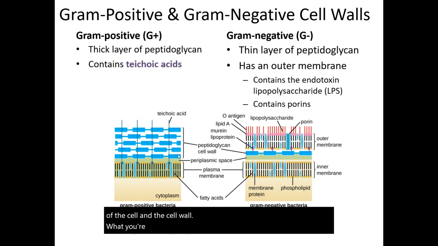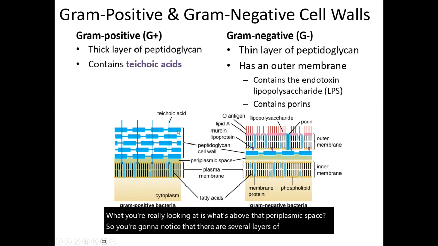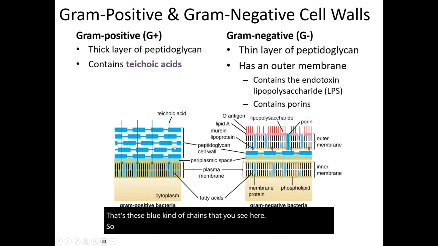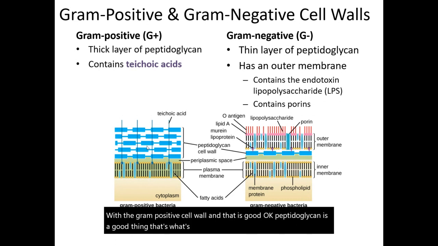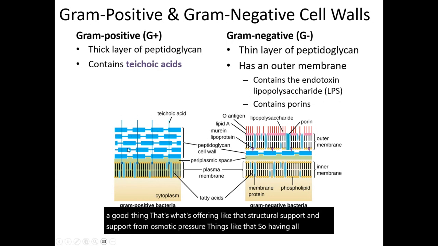What you're really looking at is what's above that periplasmic space. You're going to notice that there are several layers of peptidoglycan. That's these blue kind of chains that you see here. So there's lots of peptidoglycan with the gram-positive cell wall, and that is good. Okay, peptidoglycan is a good thing. That's what's offering that structural support and support from osmotic pressure, things like that. So having all this peptidoglycan is awesome.